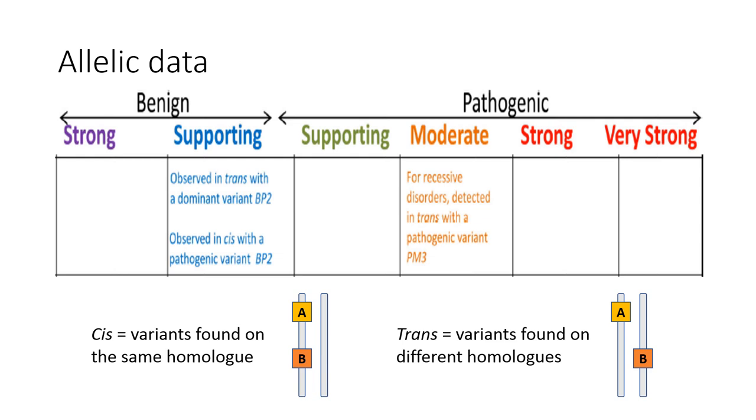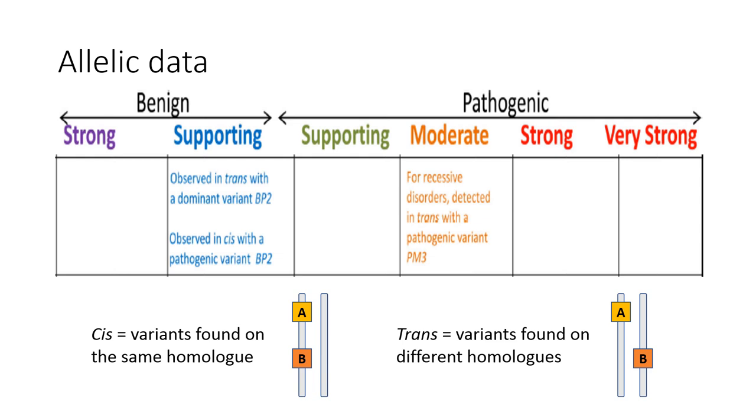Allelic data refers to whether a variant is in cis or trans with a known pathogenic variant. Cis means a variant is on the same gene homologue, maternal or paternal, as another variant, and trans means two variants are on different homologues.